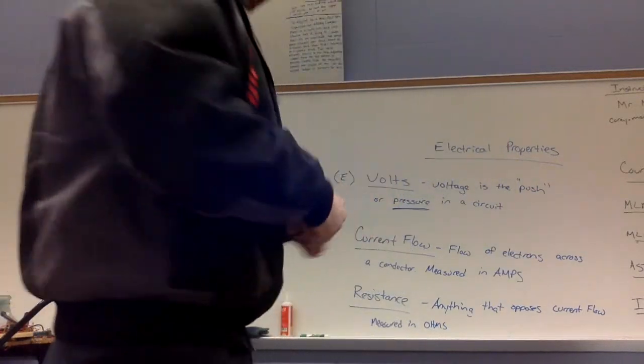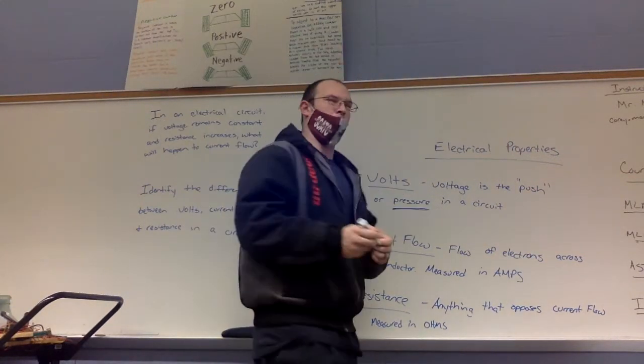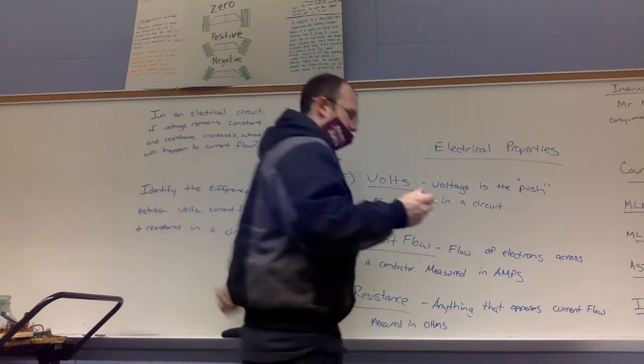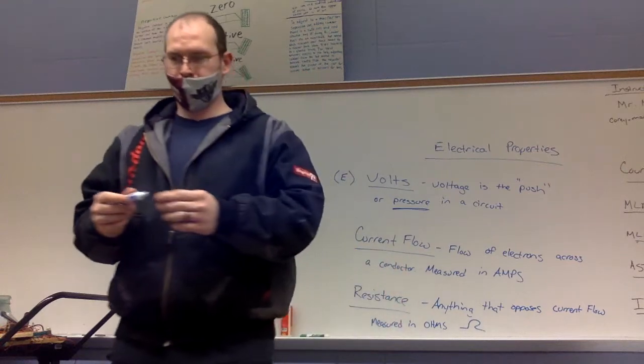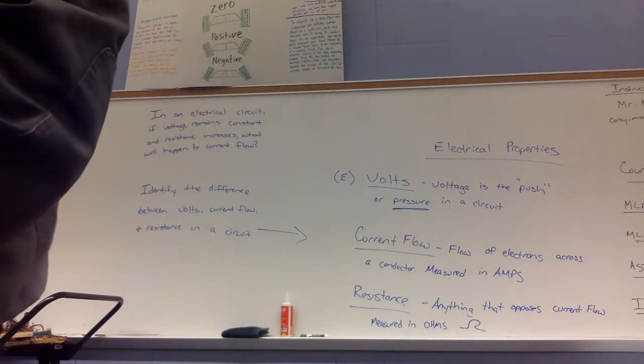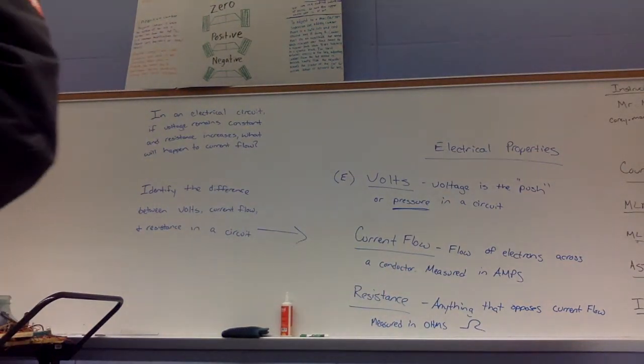And ohms can be abbreviated with a symbol. It's kind of like a horseshoe. It's the Greek symbol for omega. Looks something like this. And that information is also in this packet that I gave you.